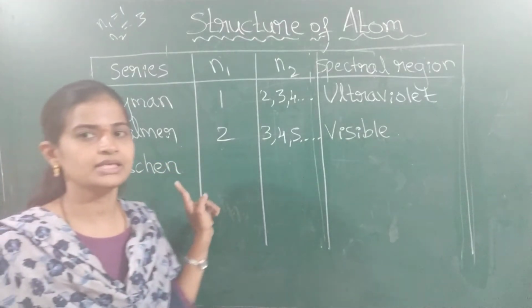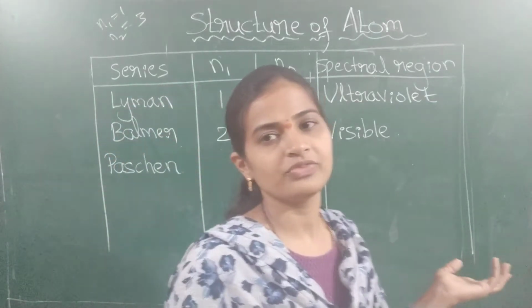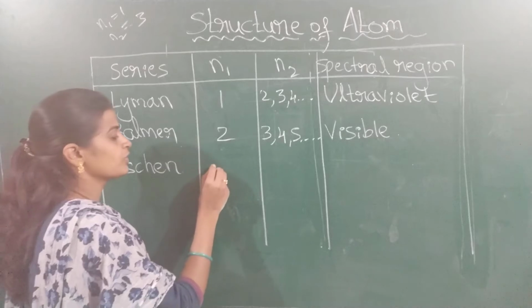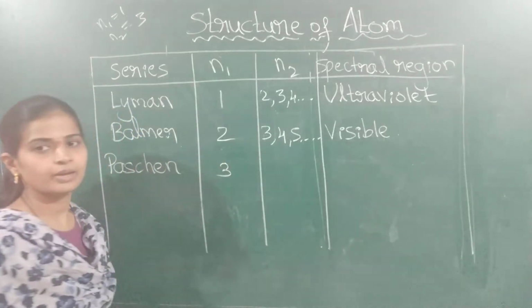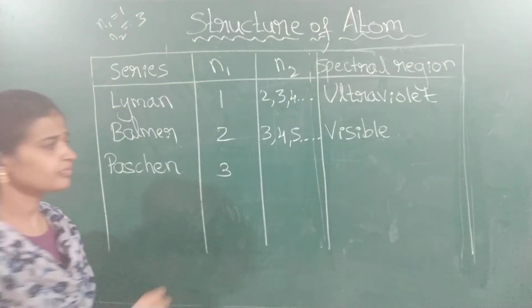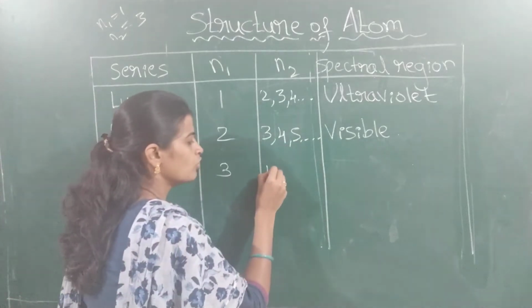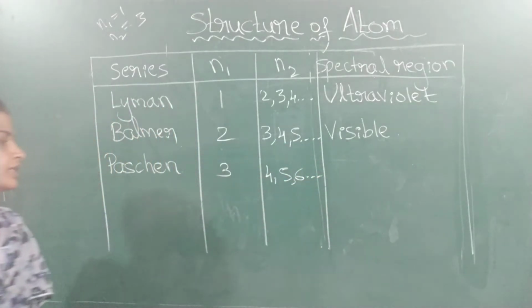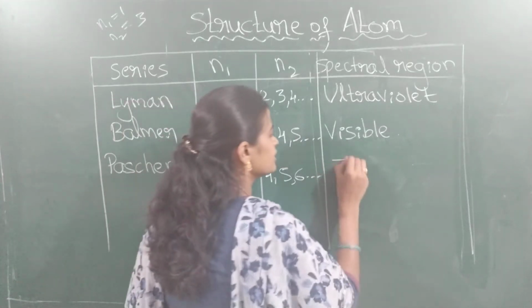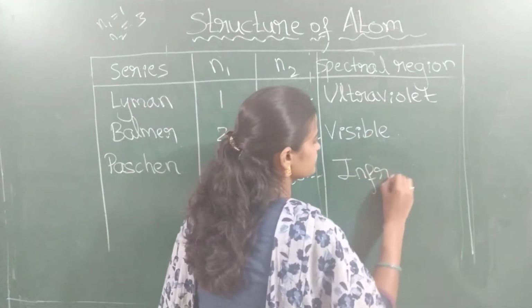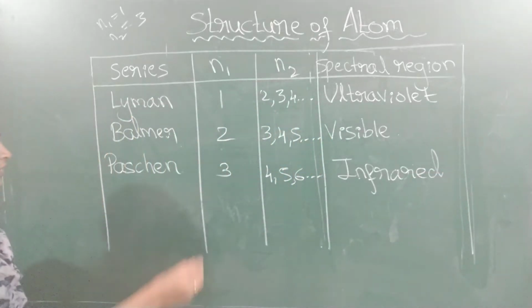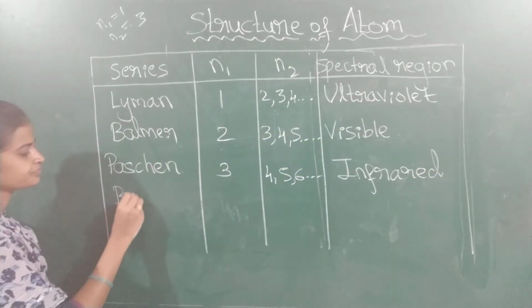Paschen. These are named based on the names of the scientists. What is the value of n1 for the Paschen series? 3. Am I right? Yes. Next, n2 is 4, 5, 6. This Paschen series lies in the infrared region. Infrared region. Next one is what?